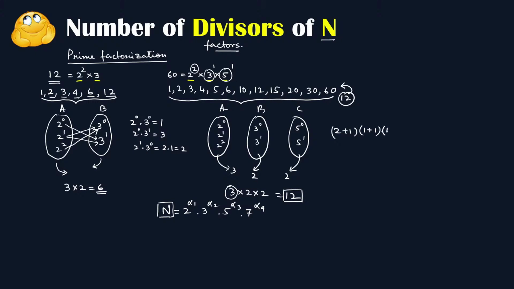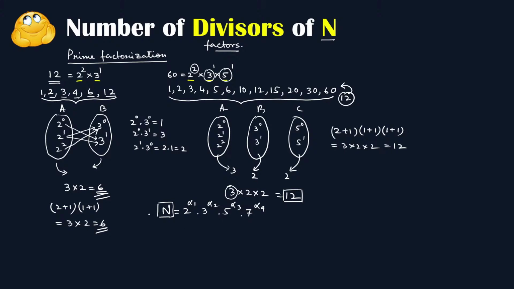So, the number of elements in set C are 1 plus 1, that is 2. So, it gives us 3 into 2 into 2. Is it clear? Which eventually gives us 12. Same thing here, 2 square. So, it is 2 plus 1 and 3 to the power 1. So, it is 1 plus 1. So, total is 3 into 2. That gives us 6 such divisors or factors.